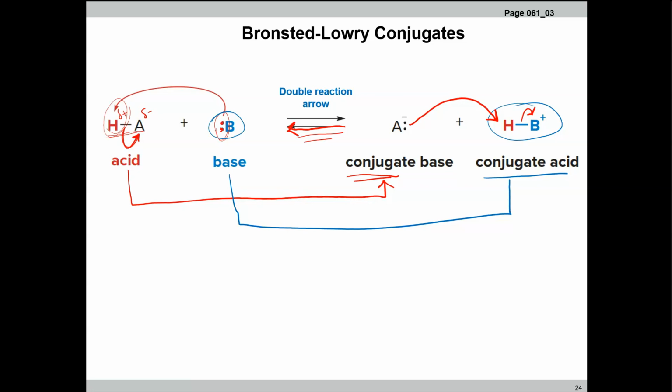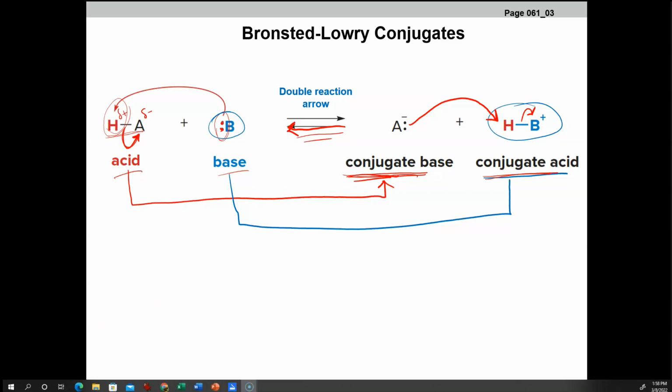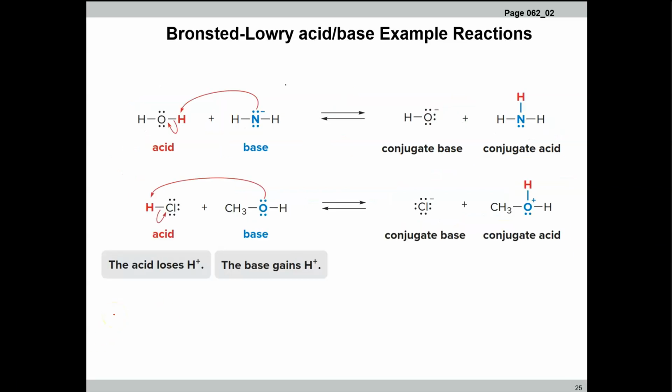So what we're going to do is we're going to have to be able to identify the conjugate base, identify the conjugate acid, identify the acid and the base in these chemical reactions to figure out what's happening and which direction these reactions are going to flow. So I'd like you to take a look at these two different chemical reactions. First step is to be able to identify the acids and the bases.